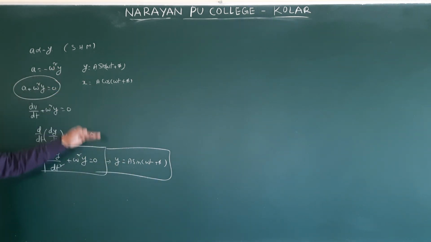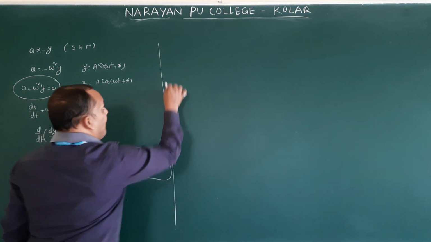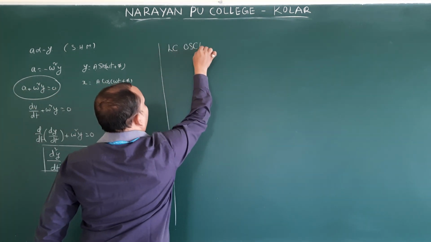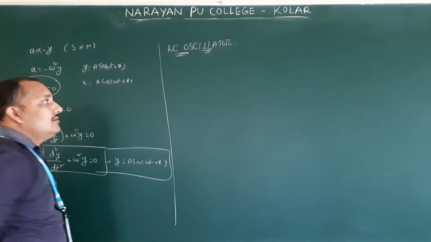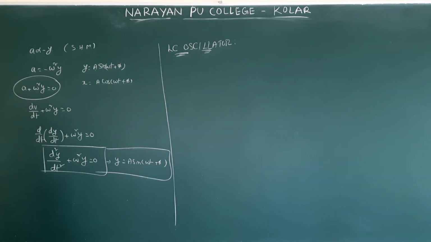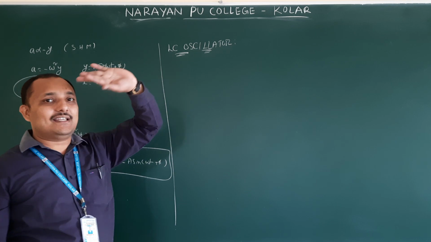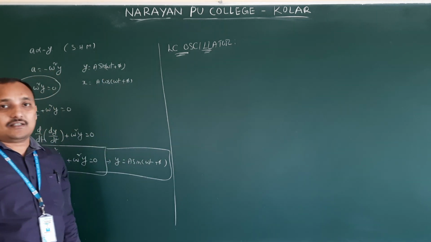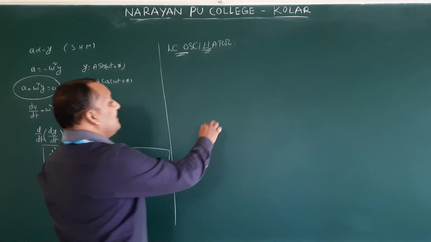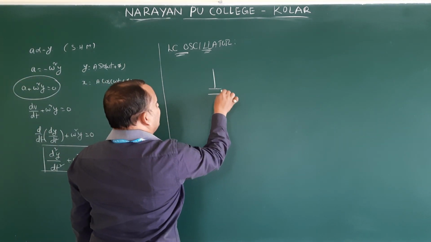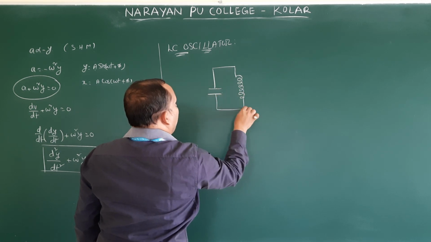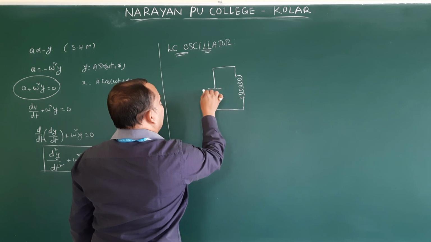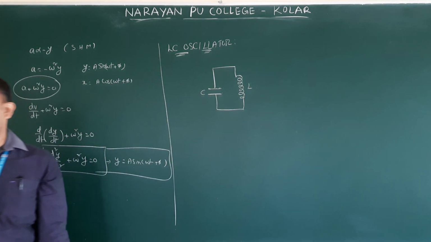So this is the first PU related topic. This one we are going to apply for our LC oscillator, or LC oscillations. In that, both L and C will be there. What is L there? Inductor. What is C? Capacitor. How will those be connected? Simply those two will be connected like this. So this is one capacitor, and this is one inductor. Both got connected like this.